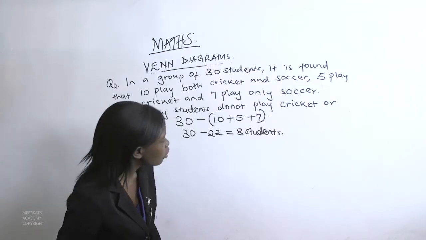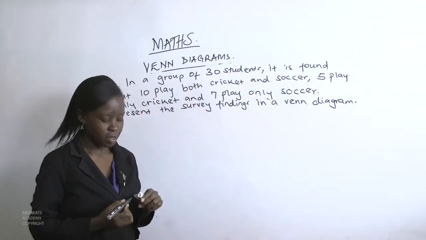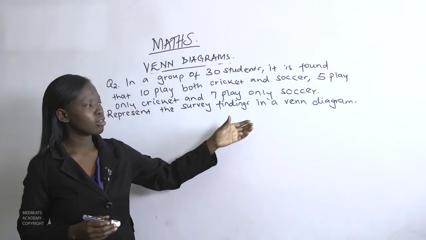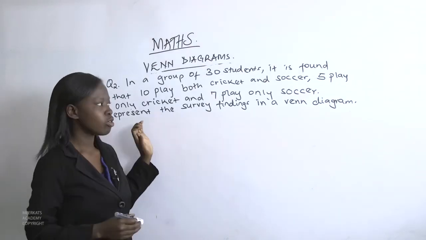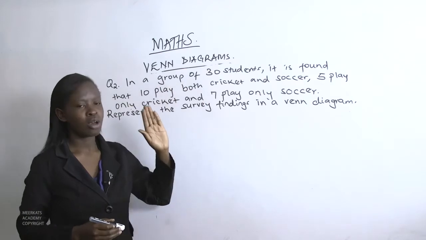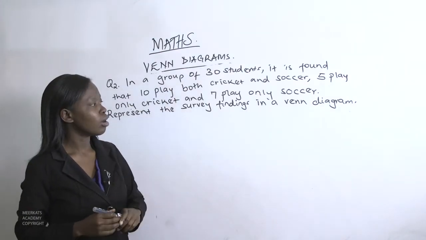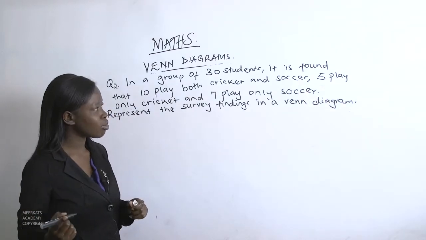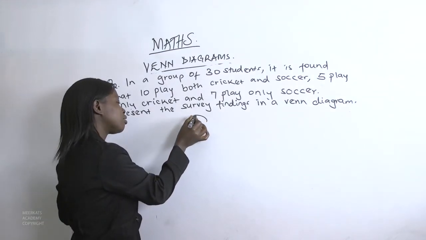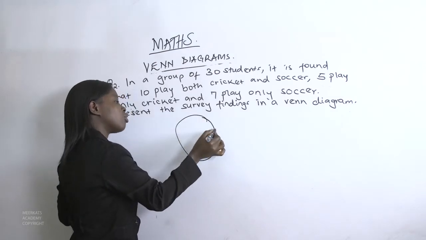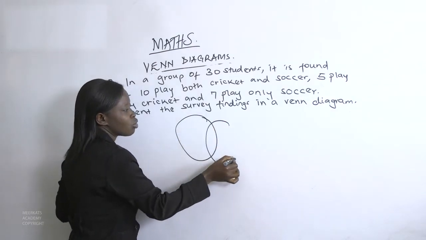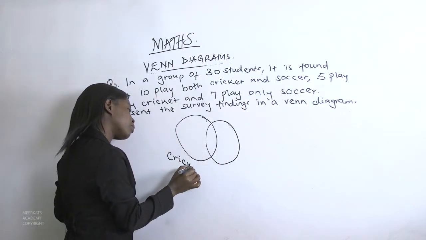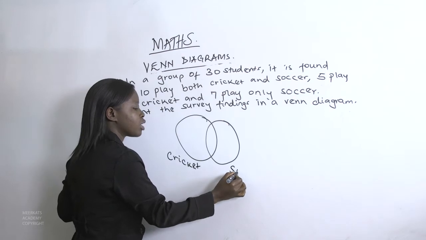For the second question, we are asked to represent the survey findings in a Venn diagram. So we represent whatever we have in this survey on a Venn diagram. We have 2 types of games in this case, cricket and soccer. So we draw 2 circles representing cricket and soccer.